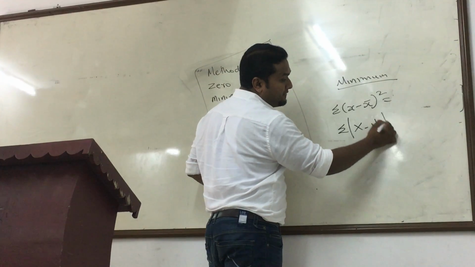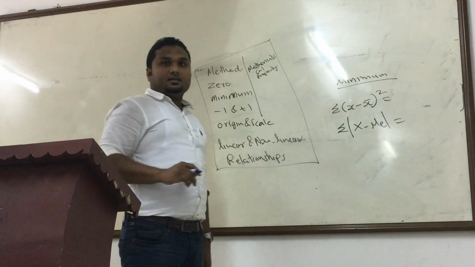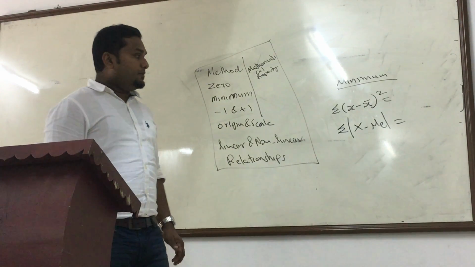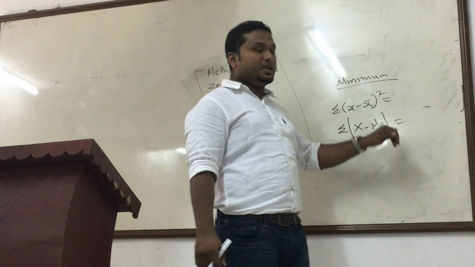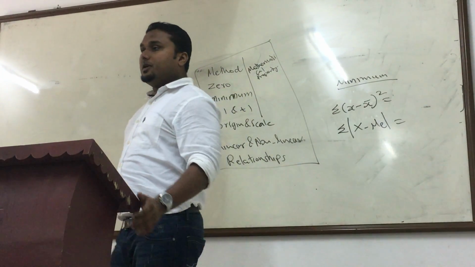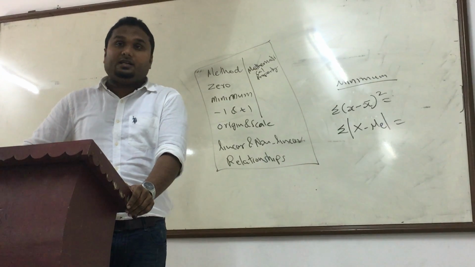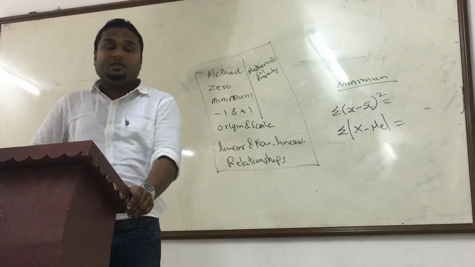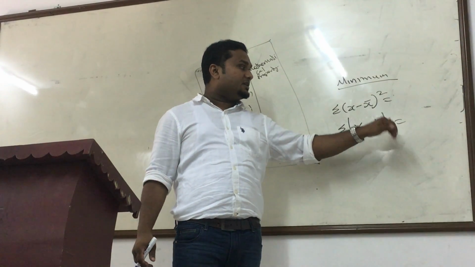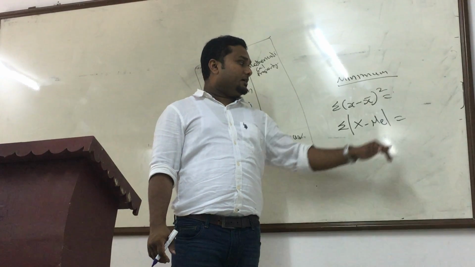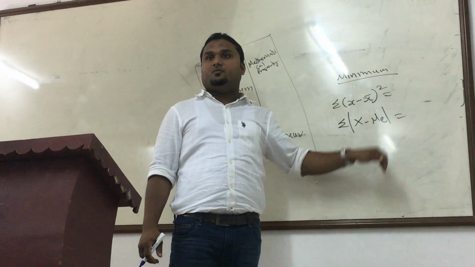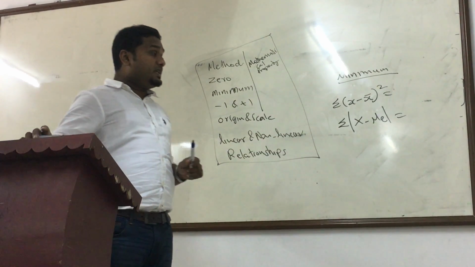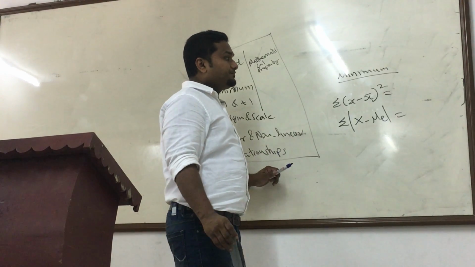Next thing: the sum of absolute deviation taken from the median is minimum. That is sigma modulus of x minus median is minimum, while comparing with mean, mode, geometric mean and harmonic mean. Are you okay? Comfortable?